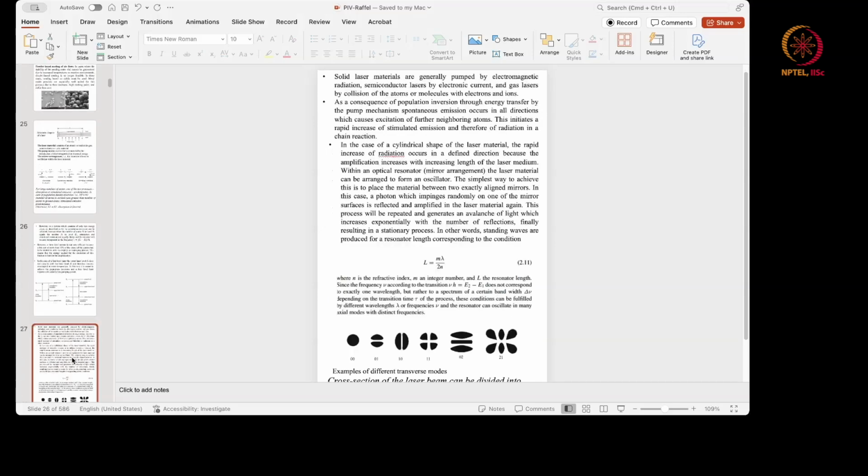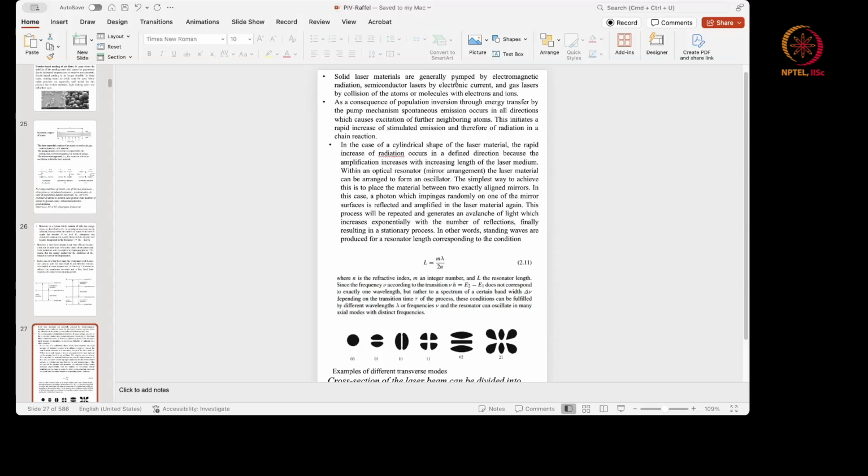All right, so this is good. Mostly for PIV, you will use solid state lasers. Solid state laser materials are generally pumped by electromagnetic radiation, semiconductor lasers are pumped by electric current, and gas lasers are pumped by collision of atoms or molecules with electrons and ions. So this is the way that these lasers are pumped.